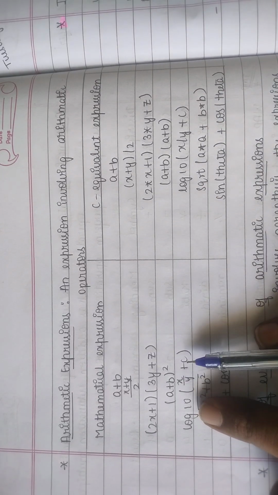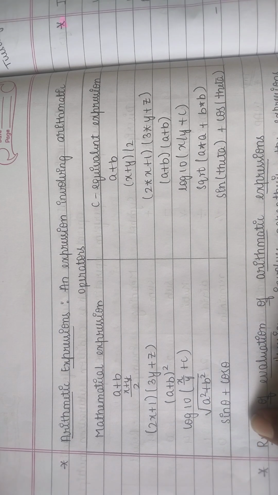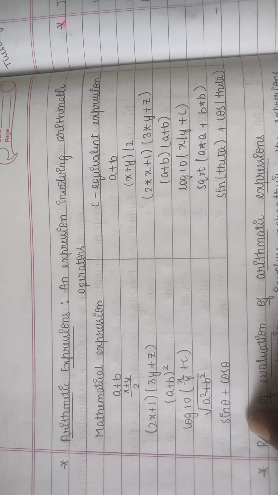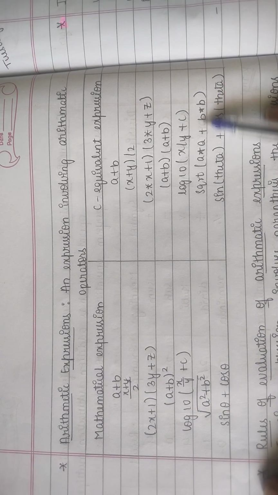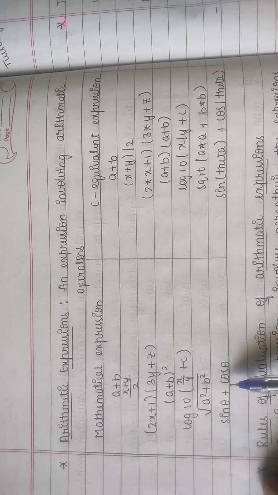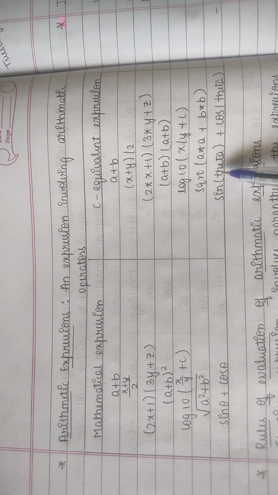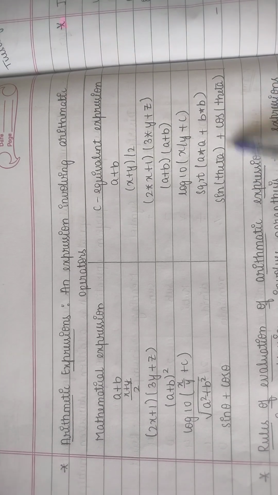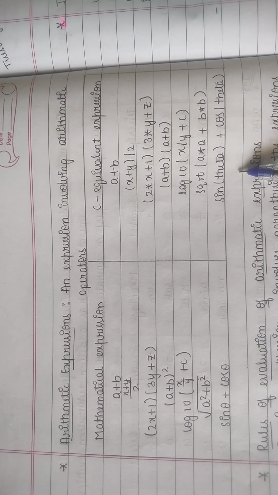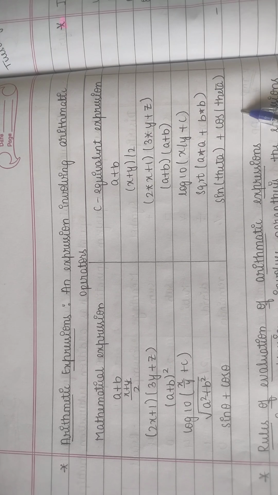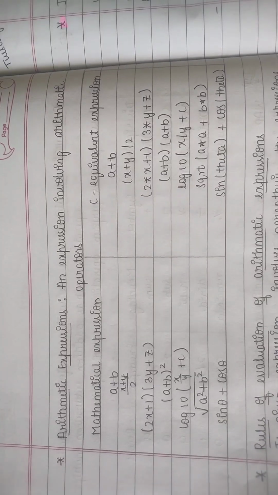See here, (a plus b) whole square can be written as (a plus b) into (a plus b). Now this is a logarithm, log of x divided by y plus c. This can be written as log10(x) divided by y plus c. Under square root of a square plus b square can be written as sqrt of a into a plus b into b. Sin theta plus cos theta are trigonometric expressions, which can be written as sin(theta) plus cos(theta). This is about the arithmetic expressions.